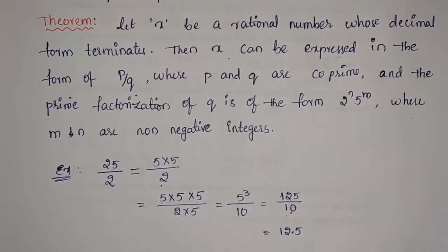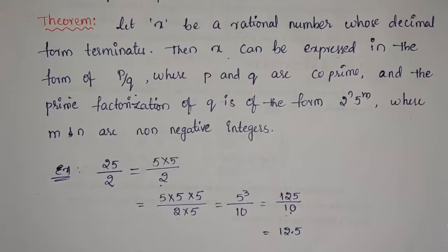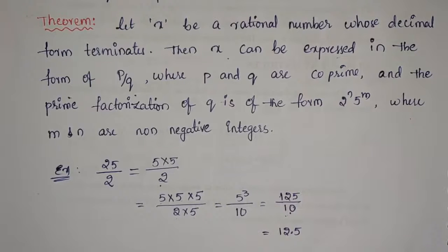So from this example what we can say is, if the denominator can be written in the form of 2 power n and 5 power m, then the decimal form which we get will be the terminating decimal form. The same theorem we can apply here with a little change. That is, if you write the denominator in the 2 power n and 5 power m form, then we will get the terminating decimal form.